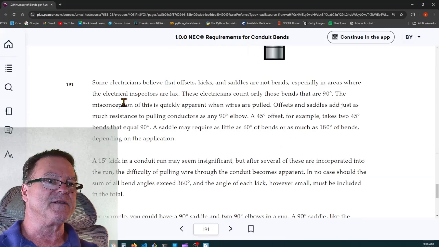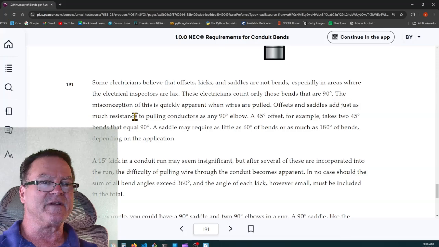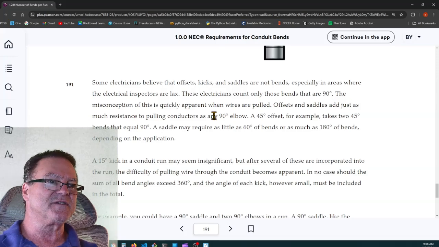It says some electricians believe that offsets, kicks, and saddles are not bends, especially in areas where the electrical inspectors are lax. These electricians count only those bends that are 90 degrees. The misconception of this is quickly apparent when wires are pulled.